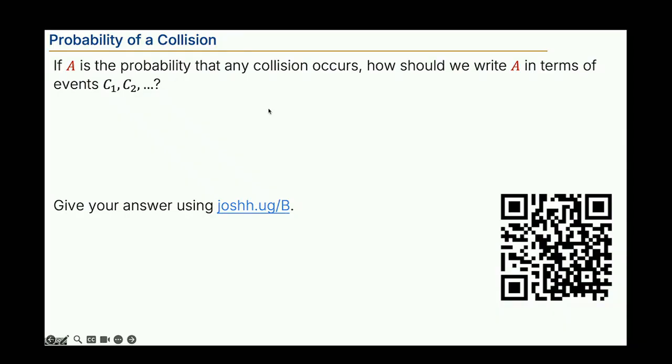All right. So first question: if A is the event that any collision occurs, how do we write A in terms of those events? And let's see what this one looks like.